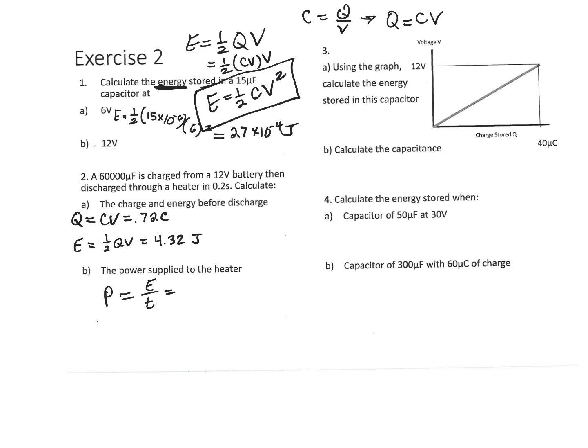So what was our energy? 4.6. Okay. What's the time? Yep, 0.2. 21.6 what? What are the units for power? Watts.